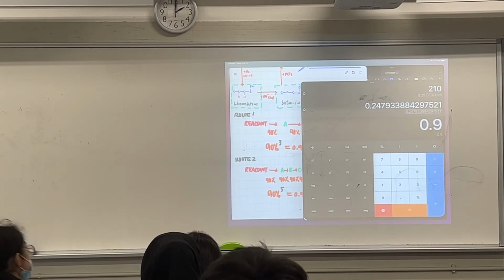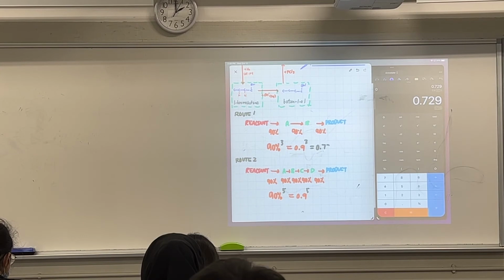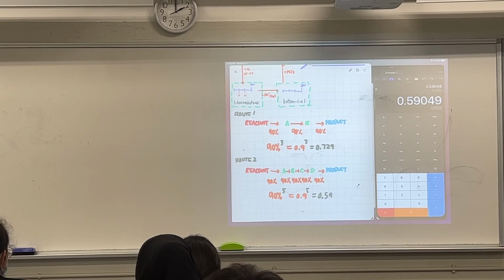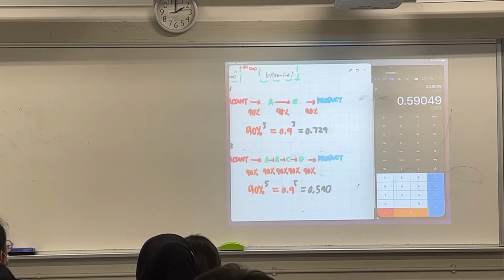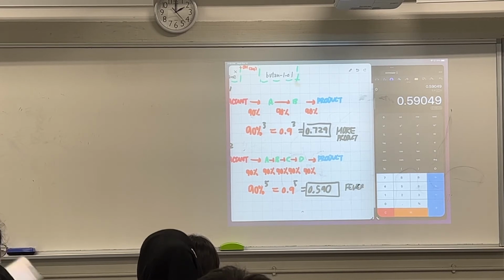0.9 raised to the power of 3 will be 0.729, and 0.9 raised to the power of 5 will be, you see, the amount of product you get decreases exponentially. This is larger, you have more product. This has less product. It's like doing a discount.